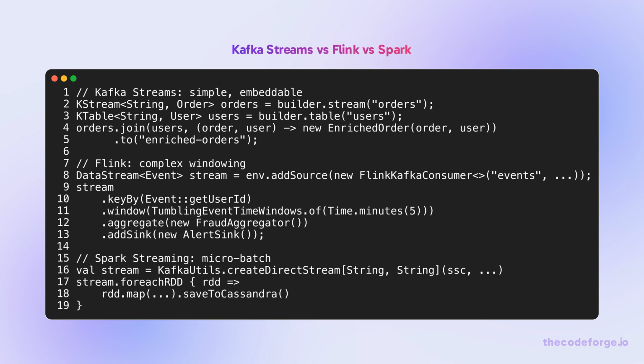Kafka Streams is embeddable and simple. Flink gives you event-time windows. Spark Streaming uses micro-batches with 1 to 5 second latency. Start with Kafka Streams, graduate to Flink only when you hit its limits.